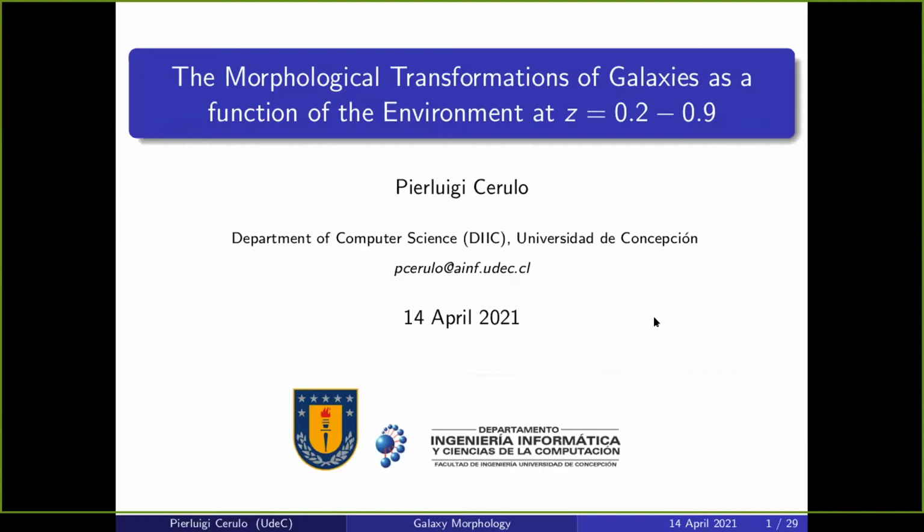Good morning, everyone. My name is Pierluigi Cerulo, and I am an assistant professor at the University of Concepcion. Today, I'm going to speak about the morphological transformation of galaxies as a function of the environment, at redshift between 0.2 and 0.9. I would like to thank the organizers of this conference for giving me the opportunity to speak and present the results that I've obtained so far on this project.